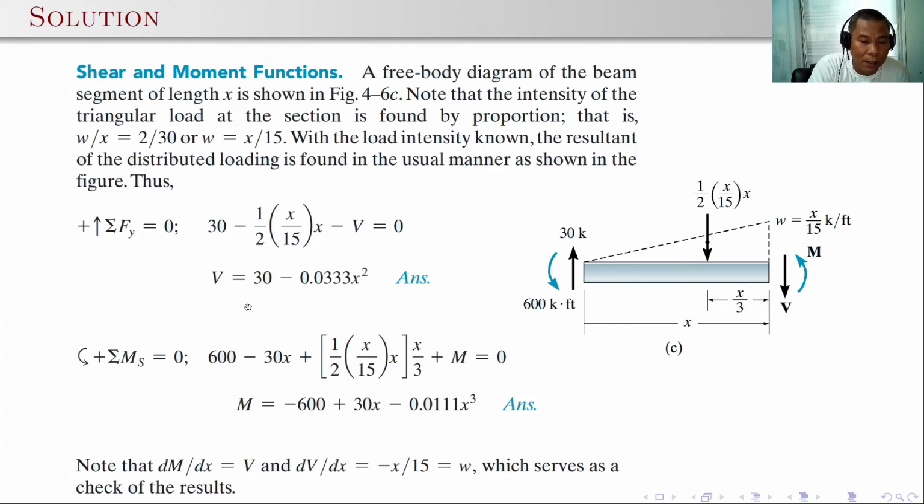Take note that the change in the moment with respect to x, that is, the derivative of dM with respect to x, is equal to 30 minus 0.0111 times 3, that's 0.0333 x squared. That is equivalent to this shear V. So the change of the moment with respect to x is equal to the shear V. Or take the derivative of V with respect to x, that's equal to minus 0.0333 times 2, that's 0.0666 x, or that is equivalent to minus x over 15, which is equal to the loading w. This will serve as a check of the result. Anyway, we will talk more about this relationship in the coming discussions.